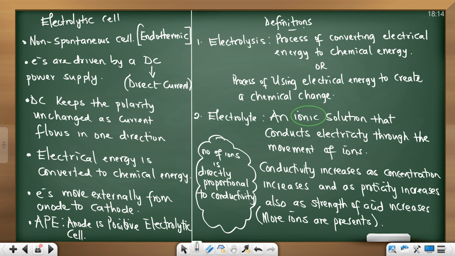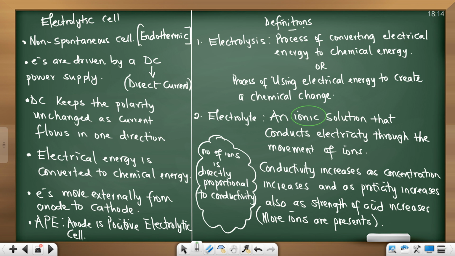Then we spoke about conductivity. This is extra information that an examiner can throw your way. Conductivity increases as concentration increases. Why? If we increase concentration, we increase the number of ions present, and it is these ions that carry electricity. So the more ions we have, the better the conductivity.